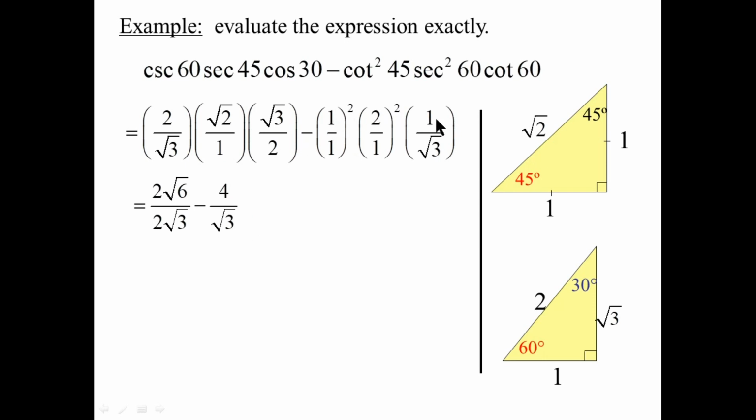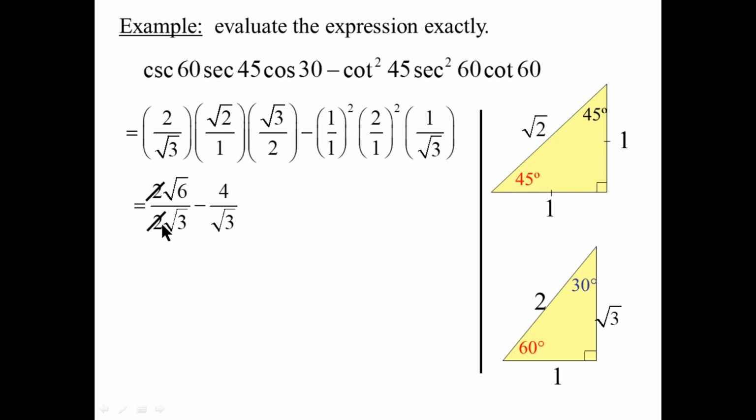Subtract top times top all the way across. So 1 squared is 1, 2 squared is 4, 1 times 4 is 4, times 1 is this 4 right here. And across the bottom, 1 squared is 1, times 1 squared is 1, this is 1 times 1, times root 3. That's where that came from. These 2's will cancel out of that term.